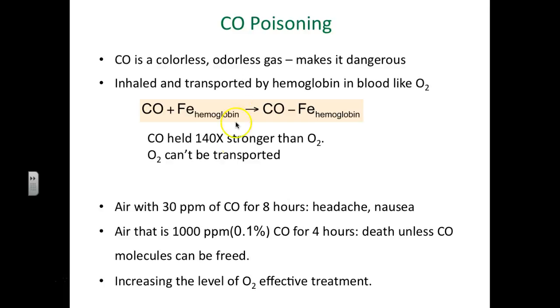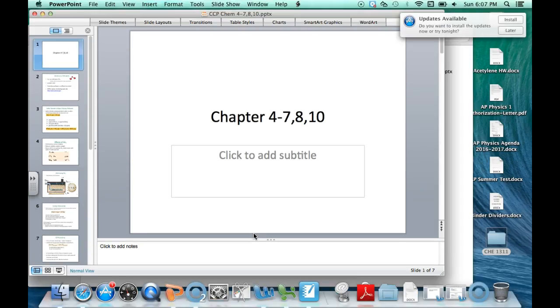And here's the crazy thing. If only 0.1% of the air is carbon monoxide, in 4 hours, that can cause death. That is insane, that small amount of carbon monoxide. So those are several of the dangerous pollutants created either by nature or human activity.